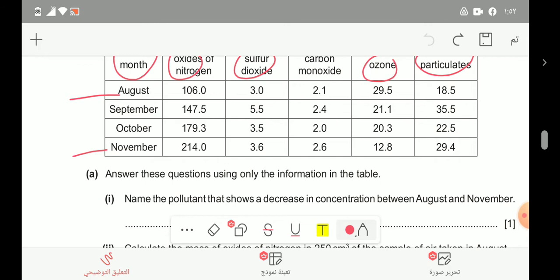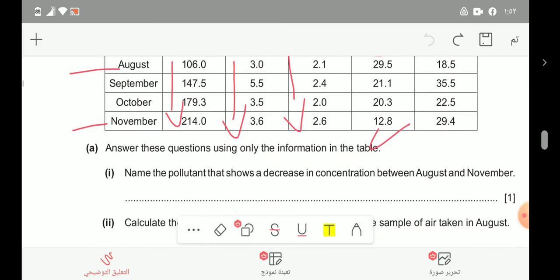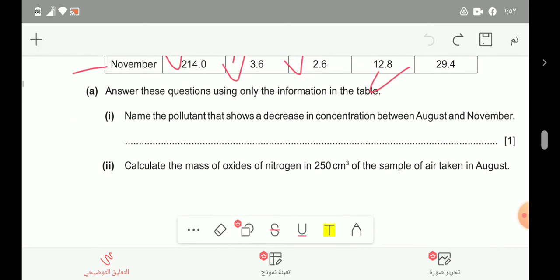If you look at the oxides of nitrogen, it shows an increase. Sulfur dioxide also shows an increase. Carbon monoxide shows an increase. Ozone shows a decrease. So we can say ozone.